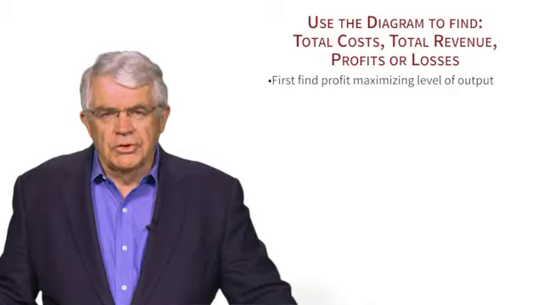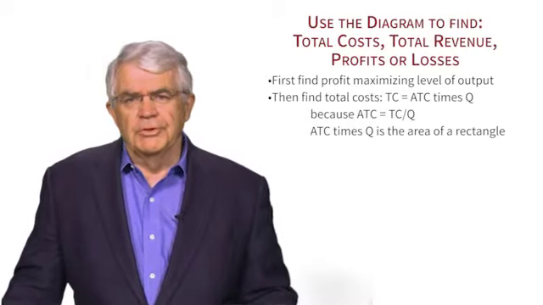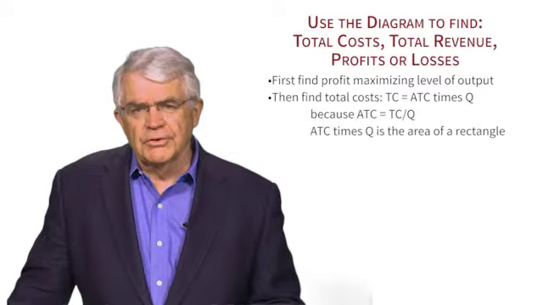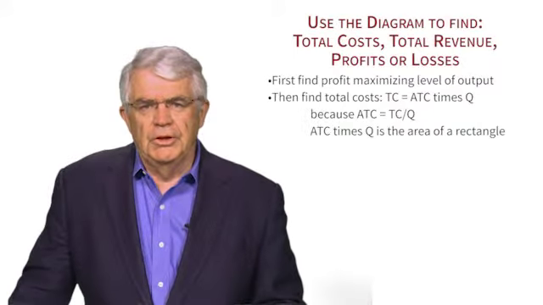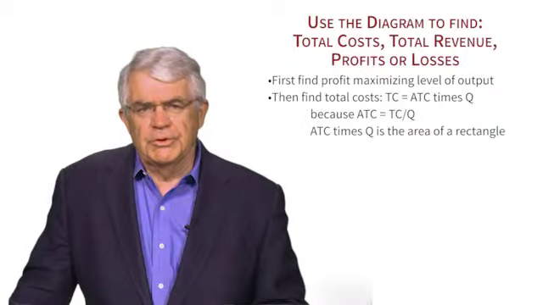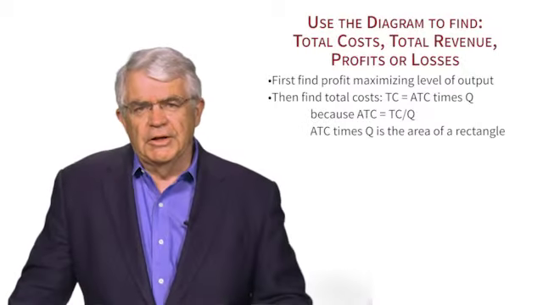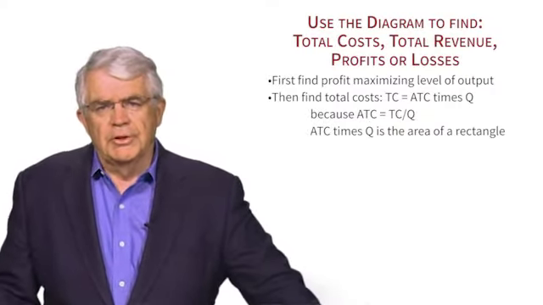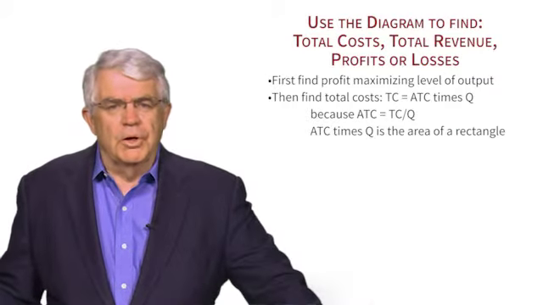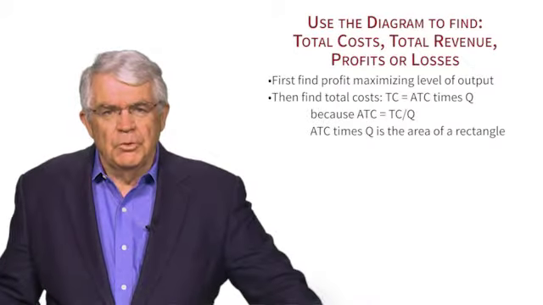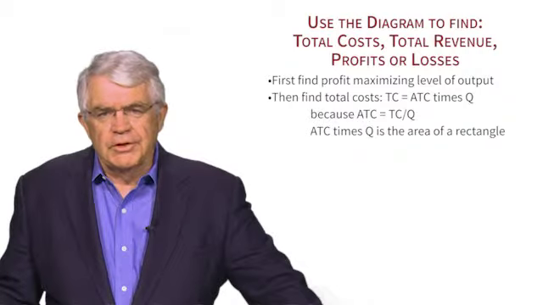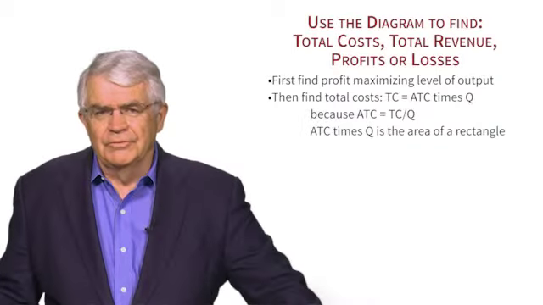Then we're going to find total costs. We're going to do that by simply multiplying average total cost times the quantity produced. That gives total cost, of course, because average total cost is defined as total cost divided by quantity. So you multiply average total cost times the quantity and you get total cost. We're going to show that average total cost times quantity is the area of a rectangle in that diagram.